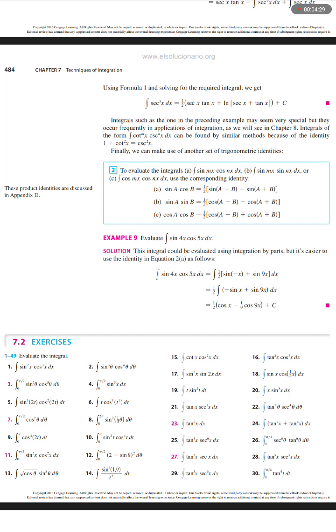These product identities are discussed in Appendix D.